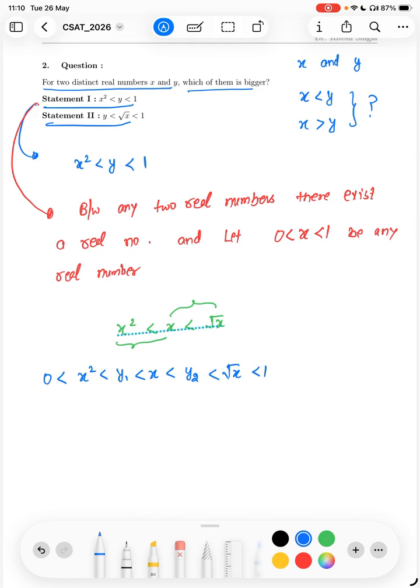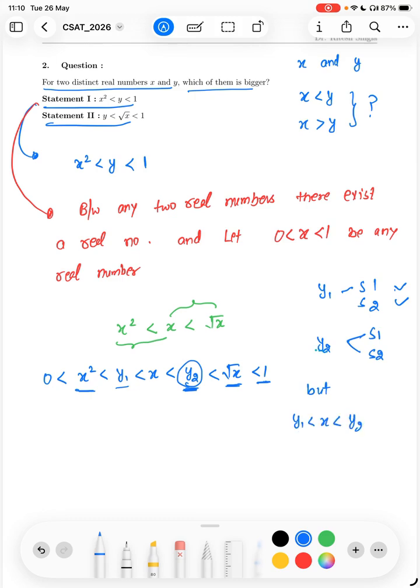Fine. Now if you see, this y1 is satisfying statement 1 because y1 is greater than x square and less than 1. This y1 is again satisfying equation 2 because y1 is less than root x is less than 1, right? But at the same time, this y2 is also satisfying both the conditions because x square is less than y2 is less than 1, y2 is less than root x is less than 1. So you have one y1 which is satisfying statement 1 and statement 2. You have a y2 which is also satisfying statement 1 and statement 2, but y1 is less than x is less than y2.